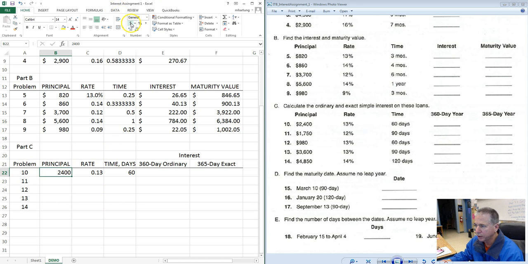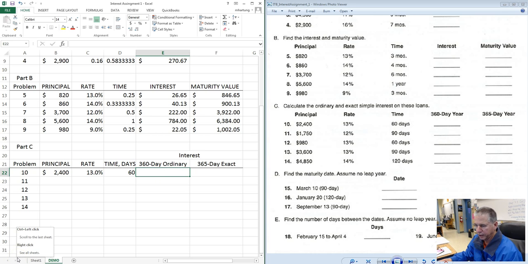And I'll go ahead and format our principal amount there, $2,400. I left some of these as decimals, but you can certainly go back and convert those, as with that one. And now we're ready to do that calculation. So here's how we do it. First we'll calculate the interest for an ordinary year.